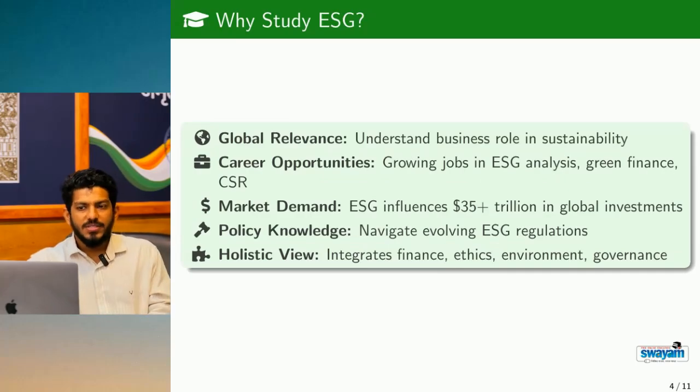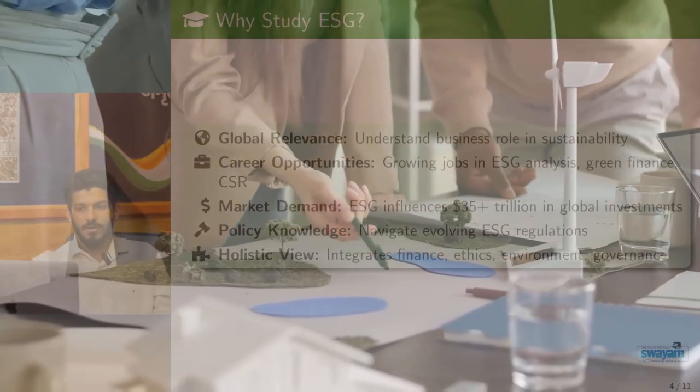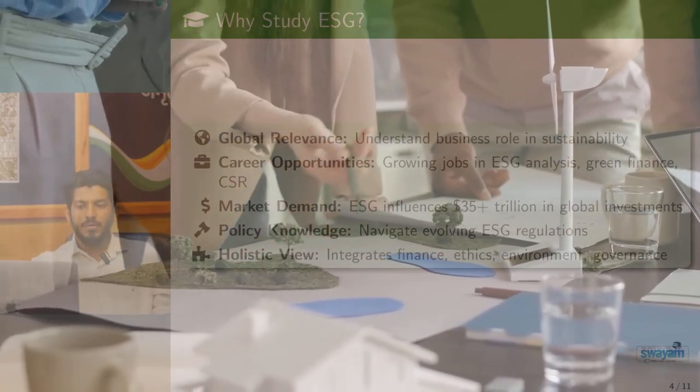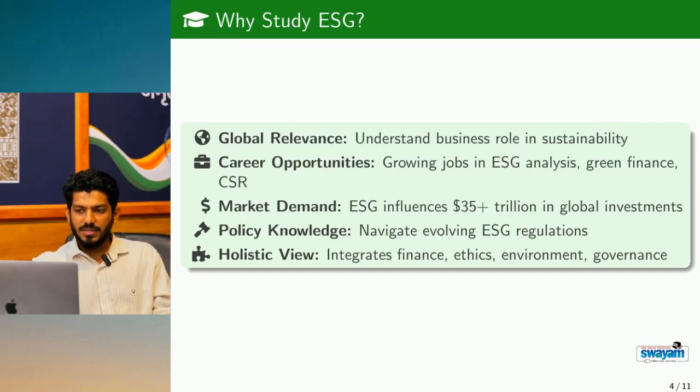So why study ESG? ESG has global relevance because it helps you understand business's role in sustainability, and there are plenty of career opportunities in ESG. There is also a growing market demand for ESG because it influences $35 trillion in global investment. It also helps to understand policy, and it provides a holistic view by integrating finance, ethics, environment and governance.